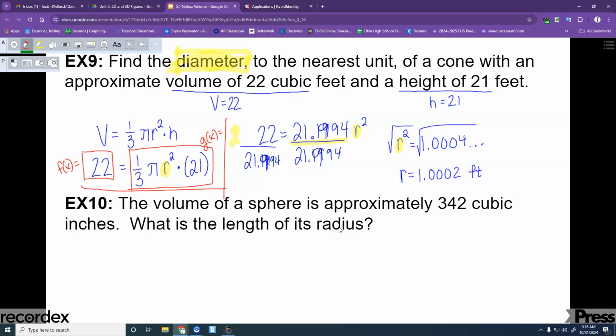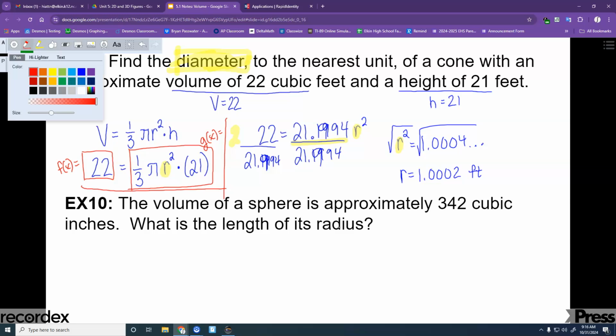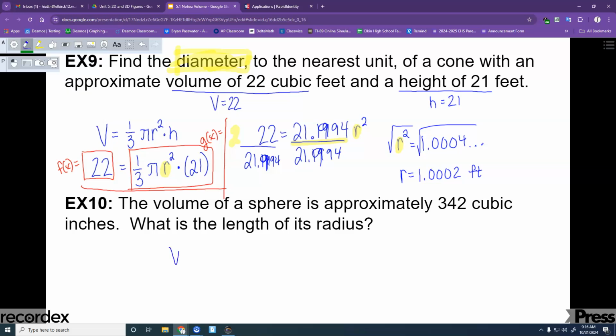So, first of all, what formula do I need? Sphere. And what is that one? We just wrote it down today. 4/3 pi r cubed. Very good. Okay, what did they give me right here? What does that 342 go in for? The r. That is volume. That's V. So it goes over here. 342 equals 4/3 pi times the radius cubed.